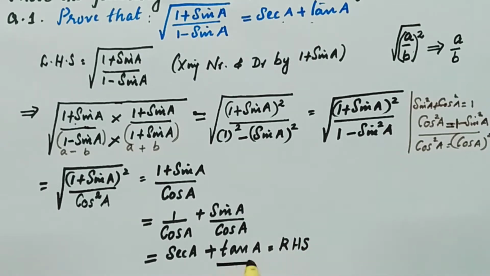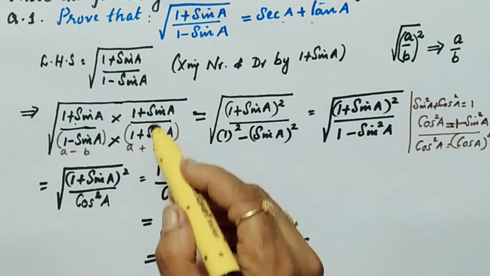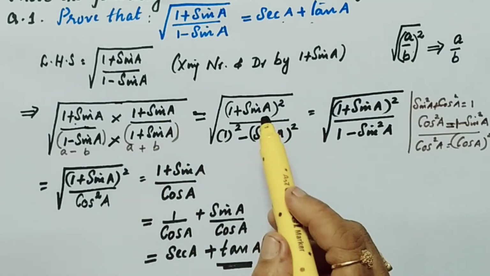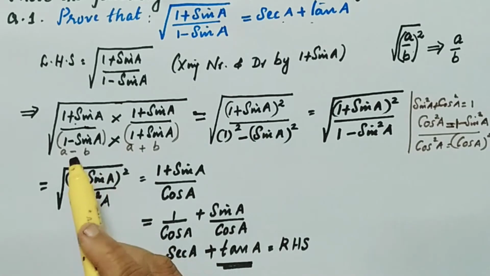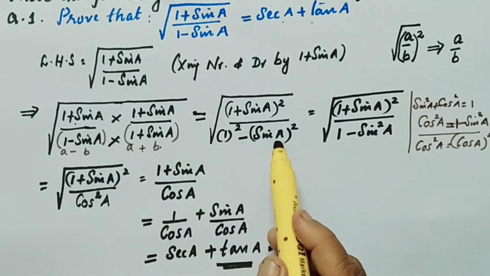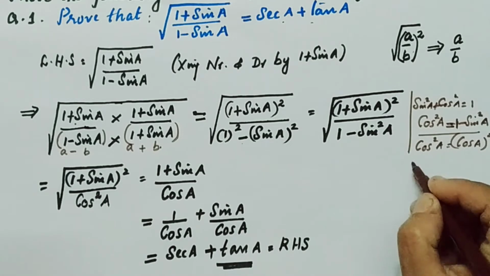Thus, taking the LHS, make the simplification by multiplying with 1 plus sin A on the numerator and denominator. The numerator becomes (1 plus sin A) the whole square, and the denominator is of the form (A minus B) into (A plus B), which is A square minus B square. That gives 1 minus sin square A, which equals cos square A. So at last you will get 1 by cos A.